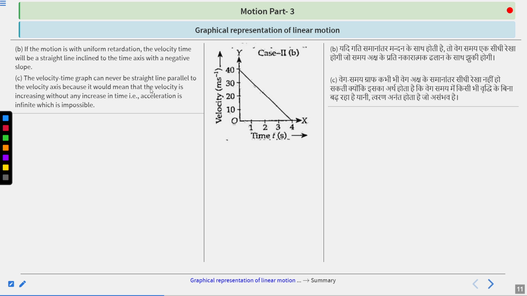Because it would mean velocity is increasing, but nothing is happening to the time. And this clearly gives us the indication that the acceleration is infinite, because acceleration is the change in velocity with respect to the time, right? So when the time has nothing to do with it, that automatically makes the acceleration appear as infinite acceleration, and that is impossible. Got it?